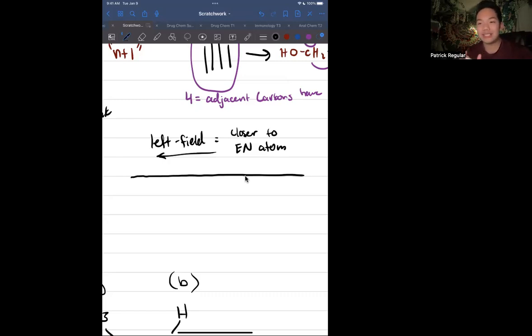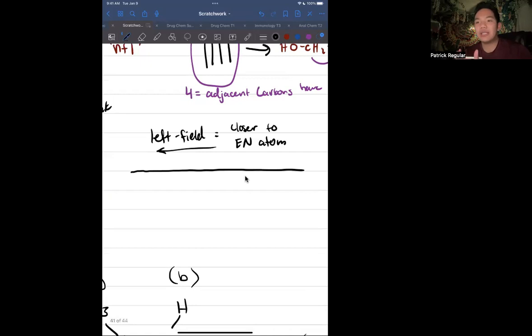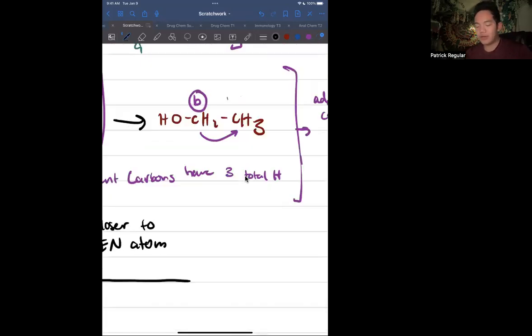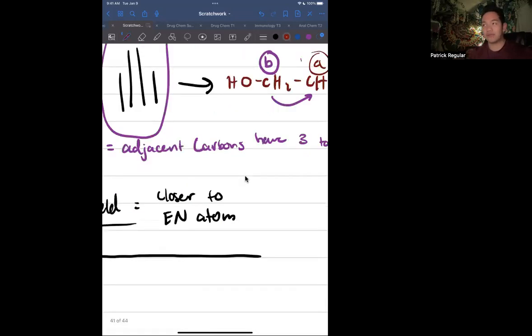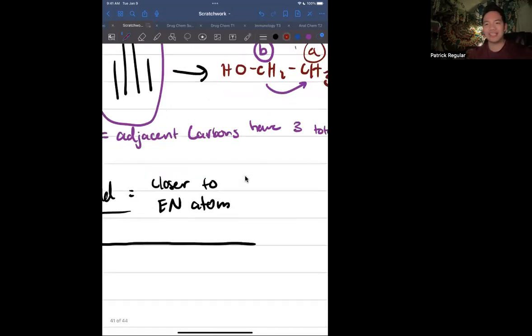So if you have a peak like, let's say the 2H right here, B, the 2H with a quadruplet, it's closer to the OH than carbon A over here. It's a lot closer to the oxygen. It's a lot more electronegative connected, I guess, so it shows up more left field.